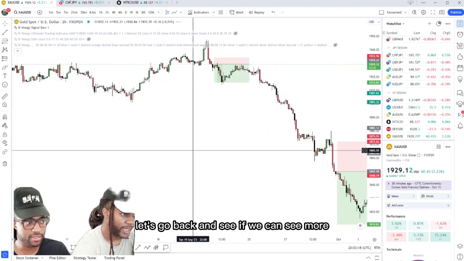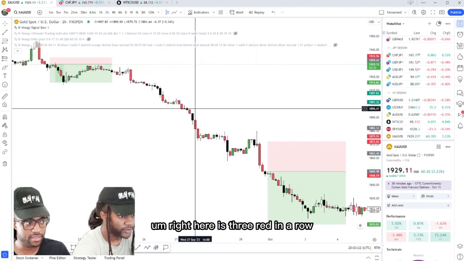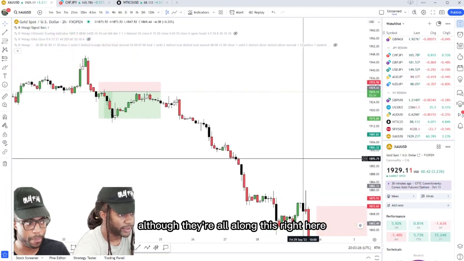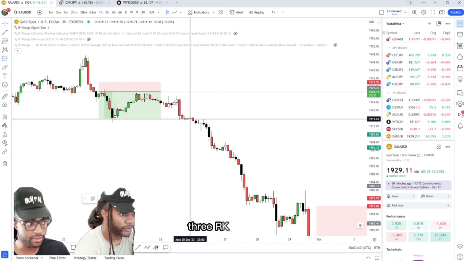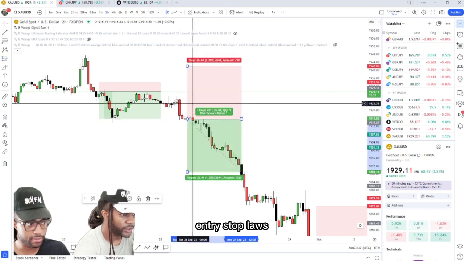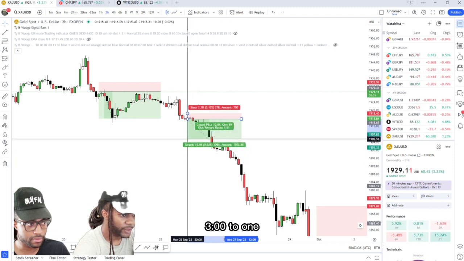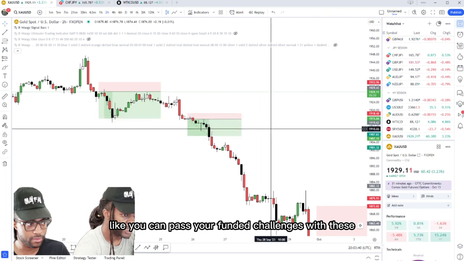Let's go back and see if we can see more 3 candles in a row. Right here is 3 red in a row. It was kind of tough to see. Oh, they're all along this right here. So come here, 1, 2, 3 reds in a row. Entry, stop loss, 3-to-1. And you can use these trades on funded challenges too. Like, you can pass your funded challenges with these.